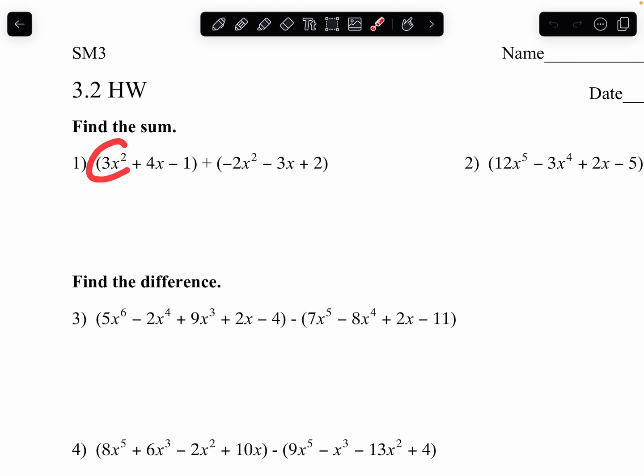So I see this 3x squared and I see negative 2x squared right there. I'm going to add those together, so that's going to give me positive x squared. I like to cross them out as I go too, so I know that I've covered them. And then I have a positive 4x and a negative 3x. That's going to make it negative x. And then I have a negative 1 and a positive 2. That's going to give me plus 1. And there we go. We have the sum of these two polynomials.